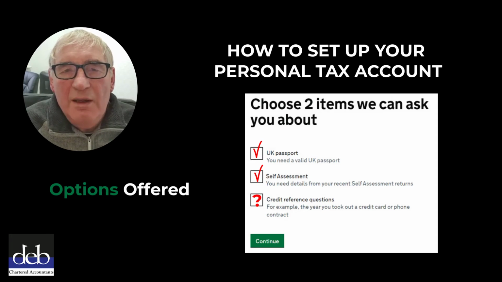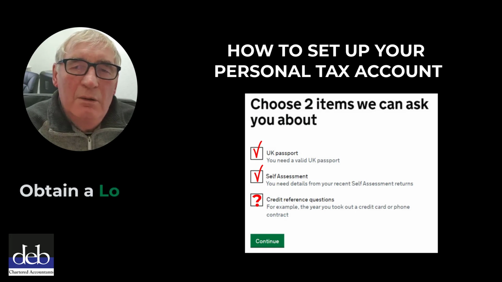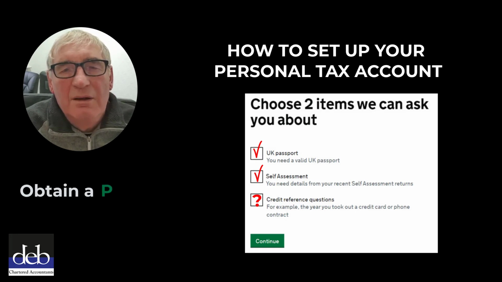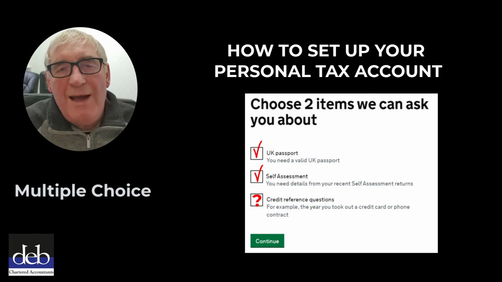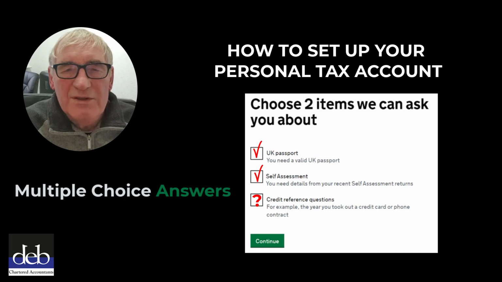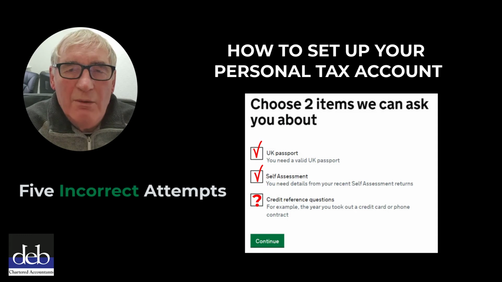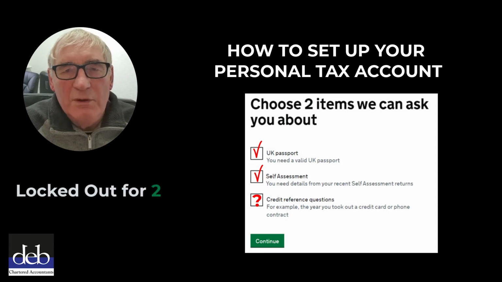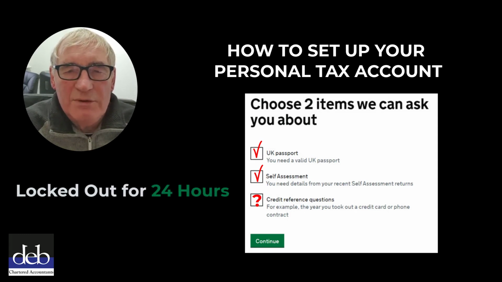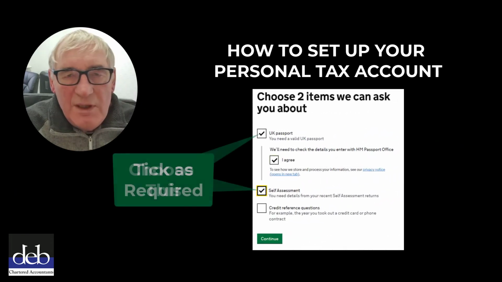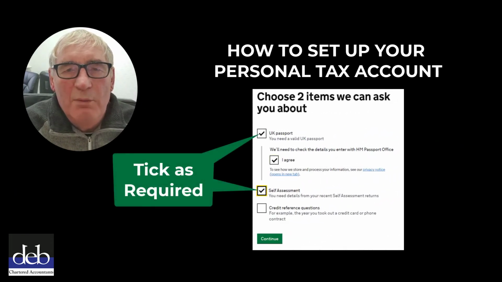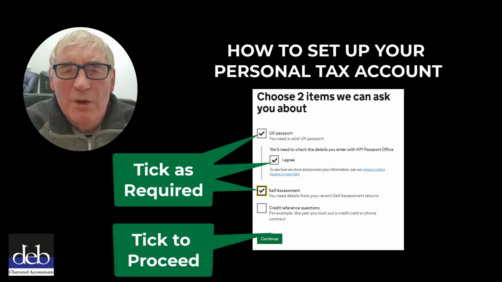The questions that this generates can be a little bit tricky. It asks you questions like, when did you last obtain a loan, a credit card, a phone contract, or a mail order contract? It gives you multiple choice answers for each of these, but it's not easy to get them right. So it gives you 5 attempts before it locks you out for 24 hours before you can try again, another 5 attempts. From personal experience, I can say that this can be a little bit frustrating. Tick the boxes to indicate your choice and further prompts that may be required, like this one.